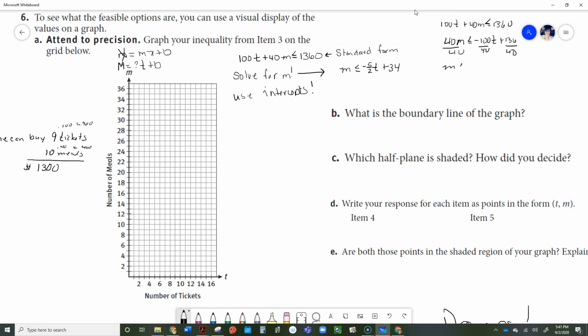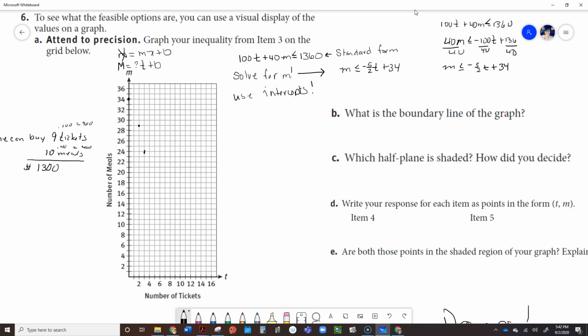And that's going to give me m is less than or equal to 10 over 4, that reduces to 5 over 2 t, and then 1360 divided by 40 reduces down to 34. So that's how I got that number. That's one way you could do it. Now you've got the y-intercept, you go up to 34, but then you have to go down 5 over 2. Down 1, 2, 3, 4, 5 over 2. There's my next dot right here.